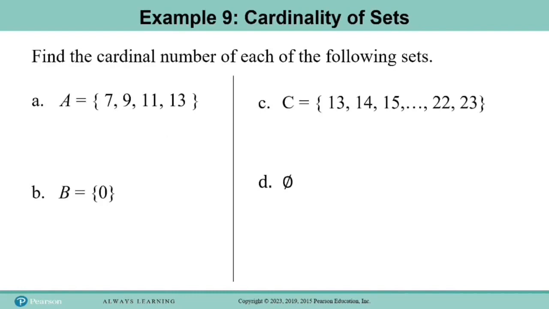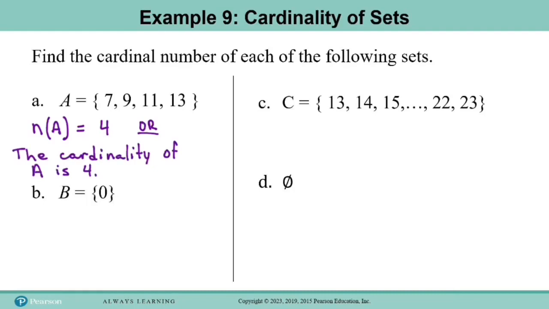Okay, so example 9 says find the cardinal number of each of the following sets. So if set A contains 7, 9, 11, and 13, then there are 4 elements in this set. So we will write n of A equals 4. Or another way to say that is the cardinality of A is 4.